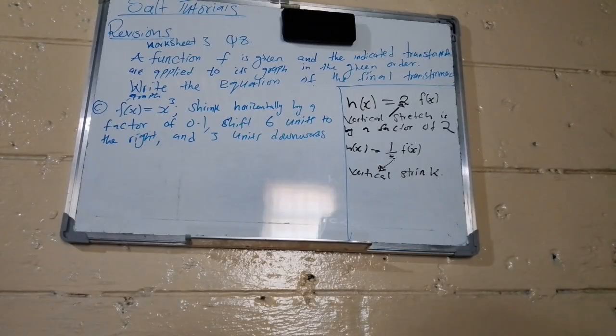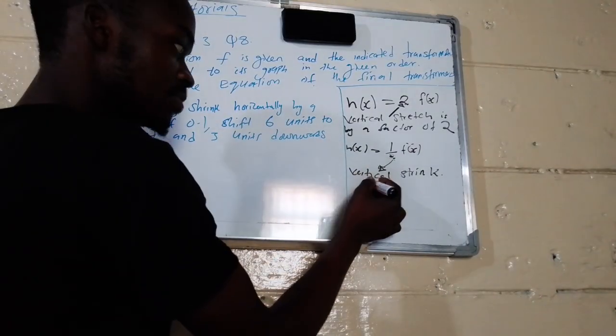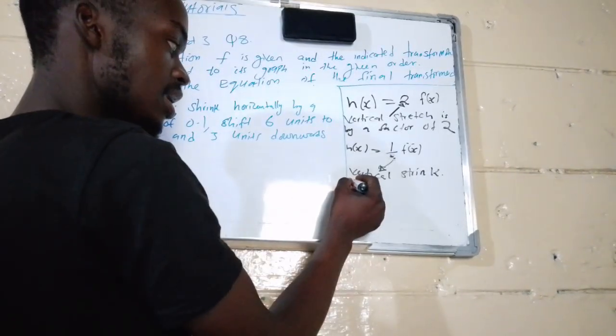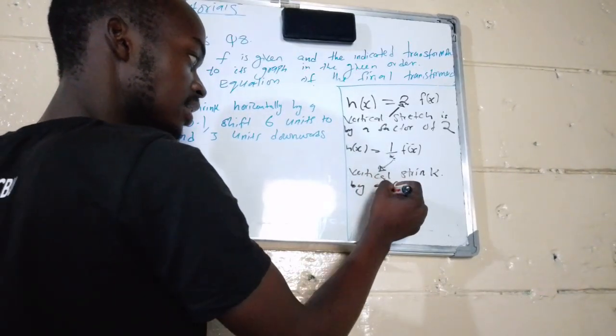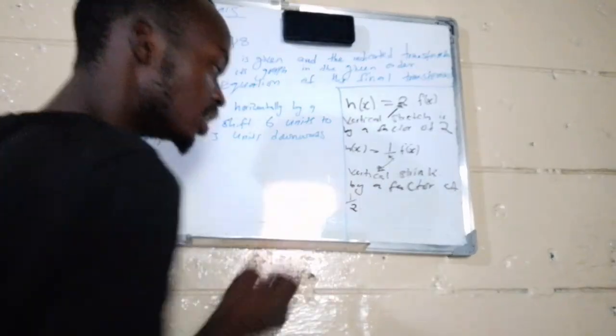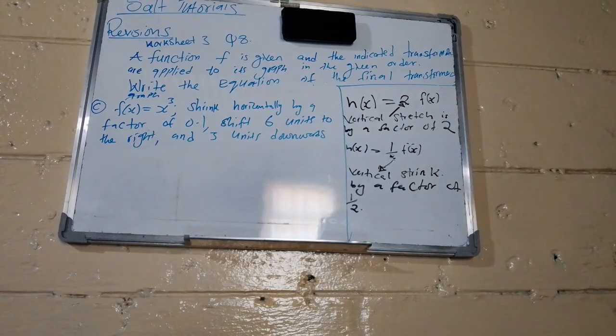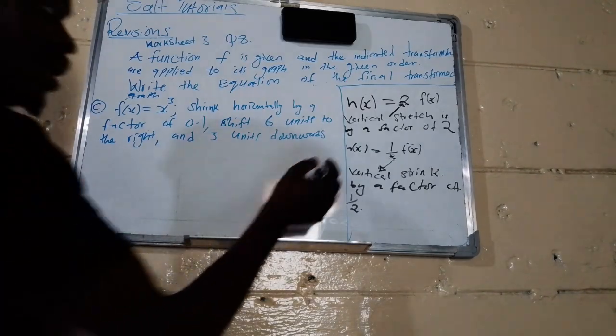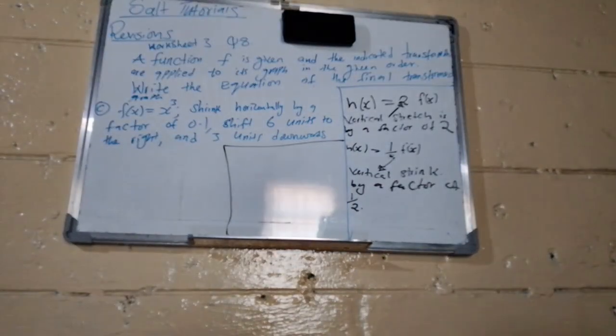But if you look at what is happening within the shrink, we are simply saying the vertical shrink is happening by a factor of 1 over 2. It means all the y coordinates will be multiplied by what? Will be multiplied by 1 over 2. We're getting it? So what about if it is a situation whereby I'm talking about the horizontal stretches and shrinks?